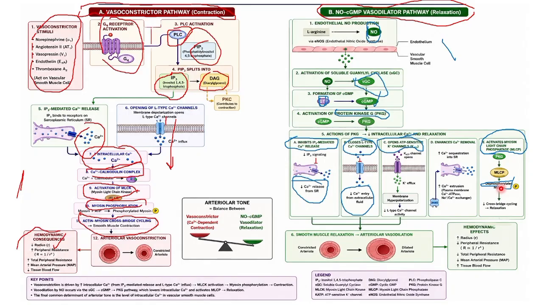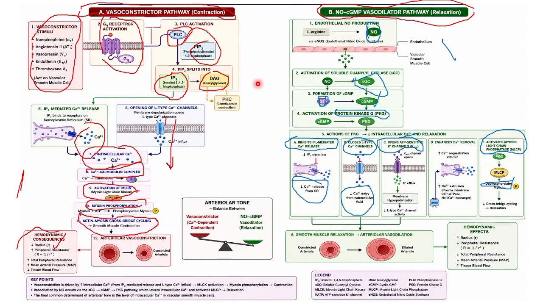So MLCP, or myosin light chain phosphatase, will promote myosin dephosphorylation, which will prevent the actin myosin interaction, and this will lead to smooth muscle relaxation, as you can see. There will be an increase in radius. An increase in radius reduces the peripheral resistance, and in turn reduces the blood pressure. So that's something that you can understand from this slide.